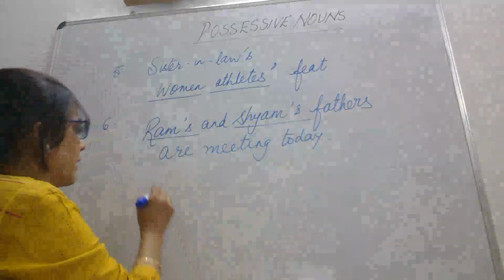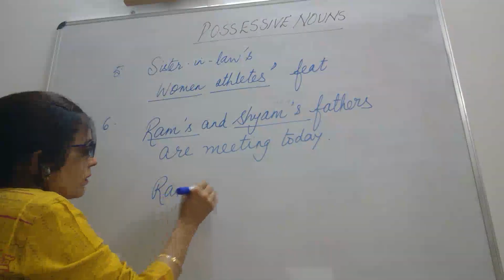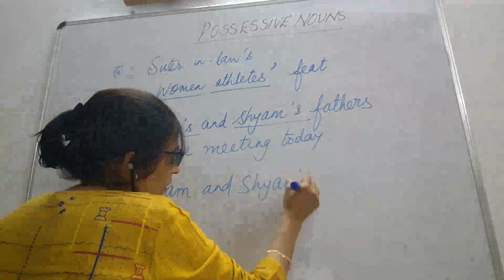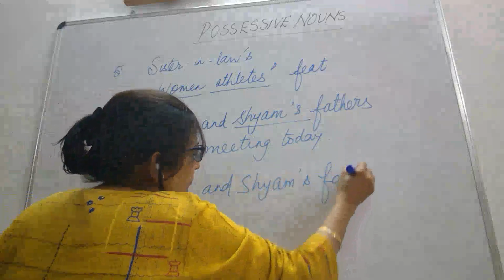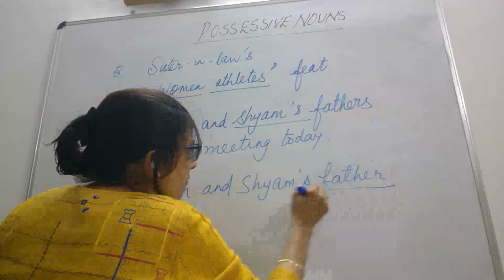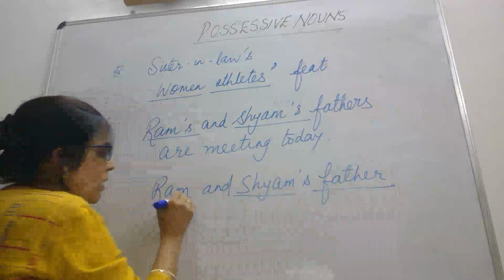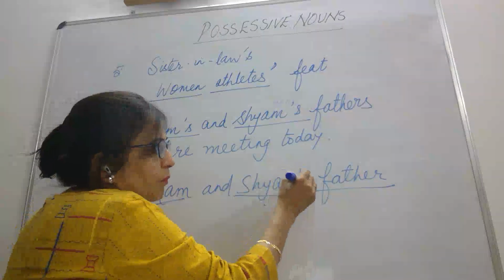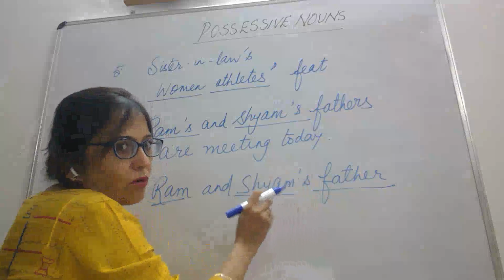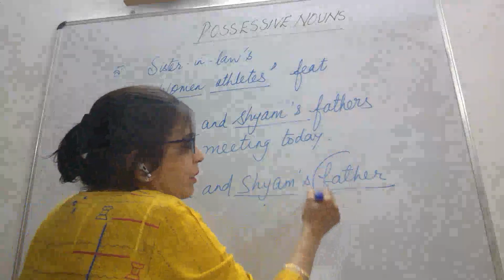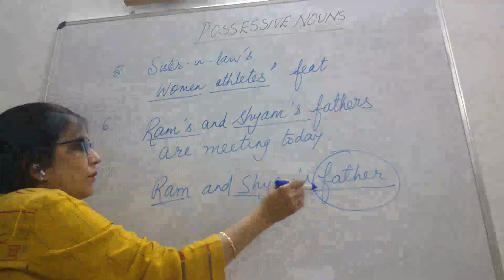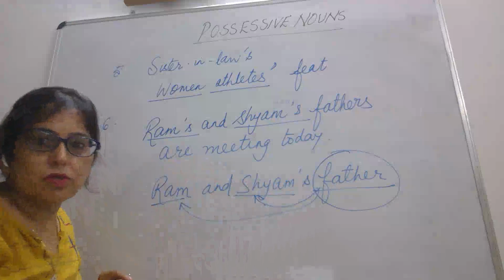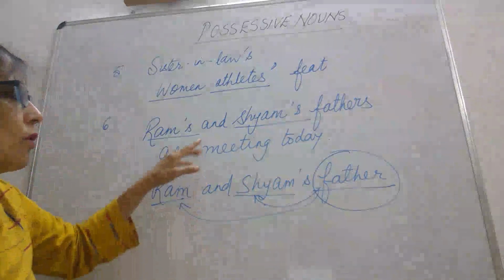Okay, but when I say Ram and Sham's father, that means there is one father who has two sons, Ram and Sham. Father is only one. Okay, when I have put apostrophe only at the end of Sham, that means father of Ram and Sham. Understood? So be very mindful of this.